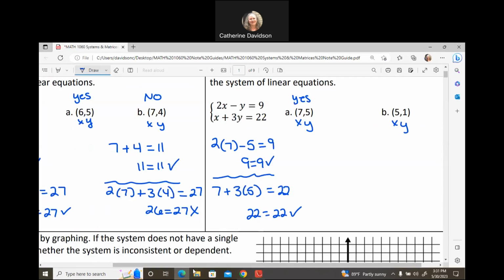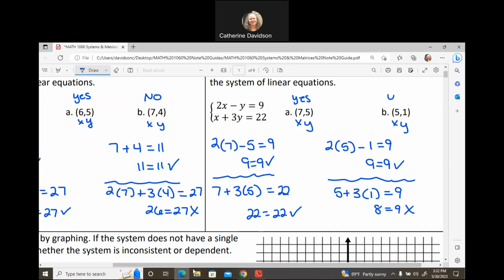Let's go to our second point and plug in our x and y. I just did that one real quick in my head. You can always use your calculator just for the left side. That one is not true, so this is not a solution because again, it has to make both of the equations true.